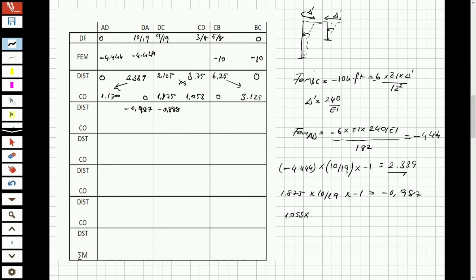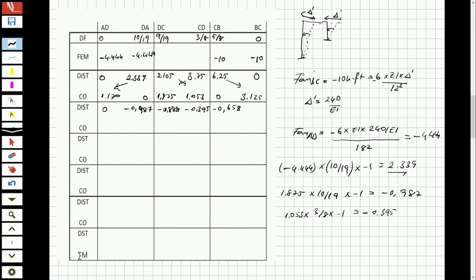1/53 multiplied with 3/8 multiplied with minus 1 will be equal to minus 0.395. So minus 0.395, and this will be minus 0.658.